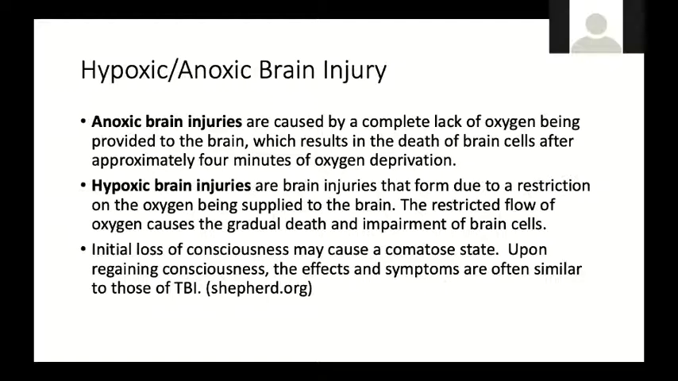The initial loss of consciousness can be a comatose state, and then it can take varying amounts of time to regain consciousness. Oftentimes with hypoxic or anoxic brain injuries, the damage is more like a traumatic brain injury, where it's a lot less localized and you see a very diverse pattern of brain injury, much more so than a stroke.